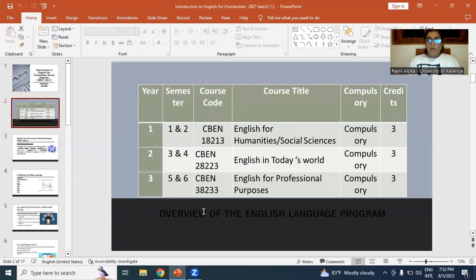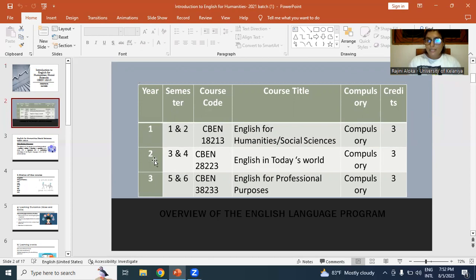So this is the overview of the English language program actually. So for first year, semester 1 and 2, this is where you are now, right? You have CBEN 18213, which is English for Humanities and Social Sciences. This is a compulsory subject with 3 credits. Okay, so this is where you are.